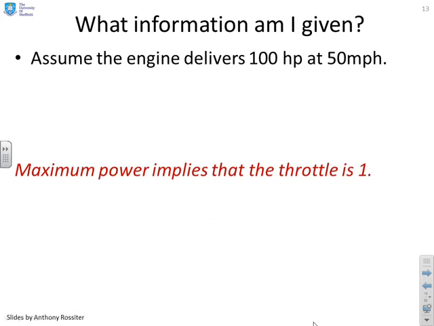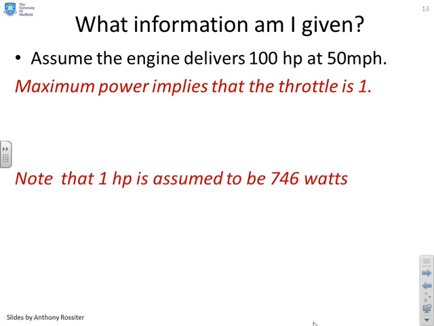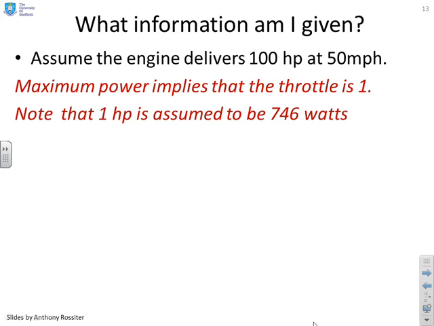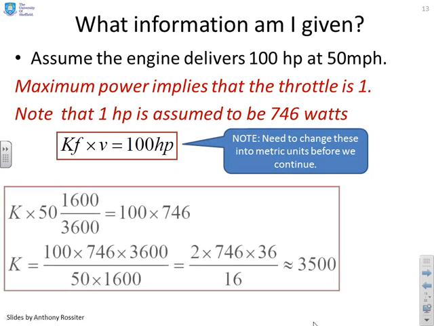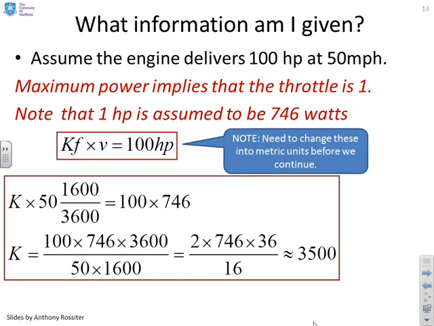So let's do that. Maximum power implies the throttle is 1. 1 horsepower is assumed to be about 746 watts. So what I get, Kf times V equals 100 horsepower in metric units, gives me this. You'll see the algebra, so K times, and this is my change from speed in miles an hour into speed in meters per second, and this is the change from horsepower to watts. And if you go through all that algebra, which I'm not going to do here, you end up with K is 3,500.